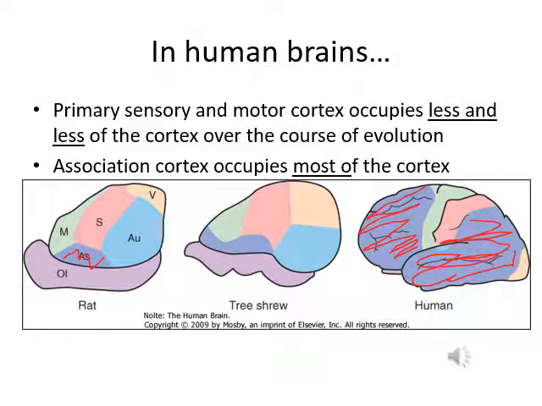So in the human brain, if you remember, we have this green area that is the primary motor, right? And you have the pink one that is the primary somatosensory. And you have the primary vision area, you have the primary language area, but the primary sensory or motor cortex occupied less and less of the cortex over the course of evolution, because most of the cortex is association areas.